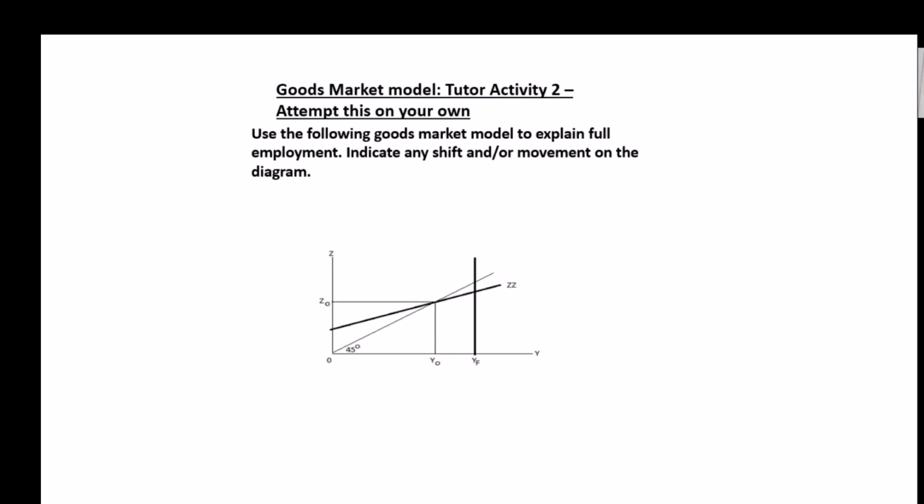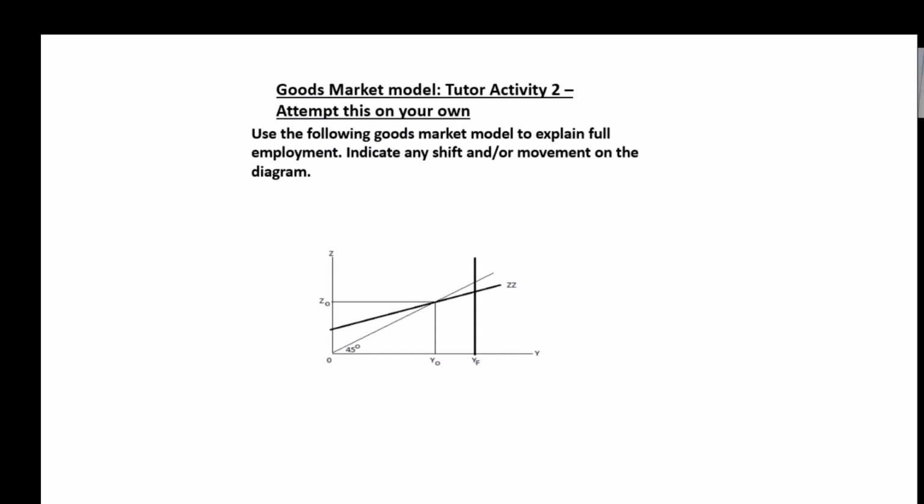So when the question says that you've got to give an explanation and draw a diagram to show the shift and/or movement in the diagram, we want to know how the economy moves from Y0 to YF. We need to describe in words and then show what happens in the diagram. The first thing we need to indicate is that the movement of the economy from Y0 to YF is an expansionary fiscal policy. We want to grow the economy so that once we get to YF, all our resources are fully utilized, correct? So it's an expansionary fiscal policy.